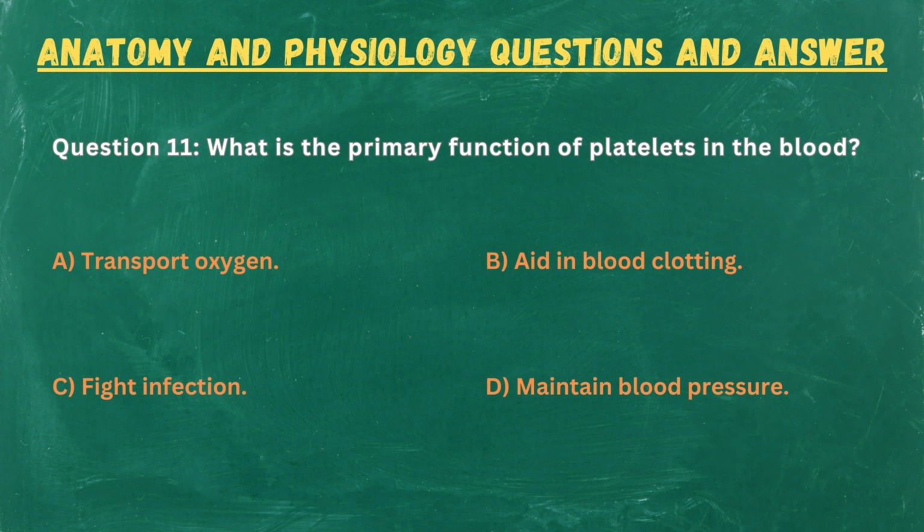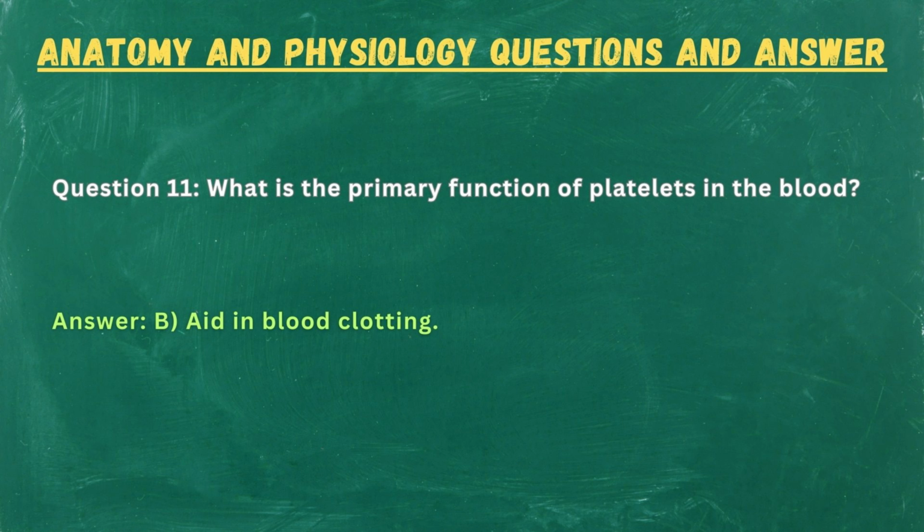Question 11. What is the primary function of platelets in the blood? A. Transport oxygen. B. Aid in blood clotting. C. Fight infection. D. Maintain blood pressure. Answer: B. Aid in blood clotting.